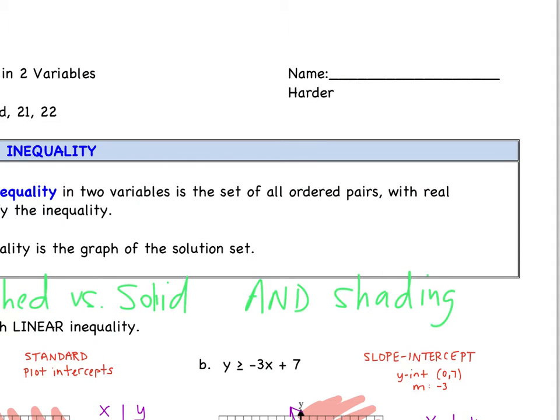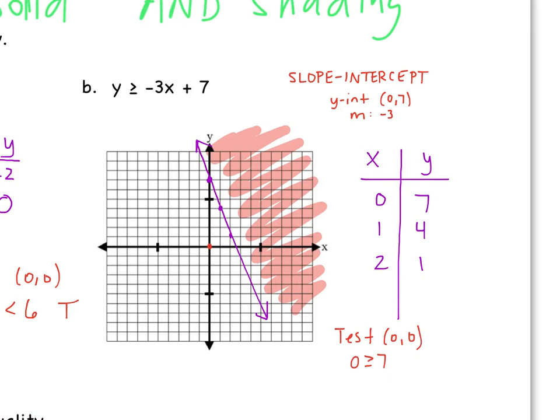Next, I want you to try example B. y is greater than or equal to negative 3x plus 7. This is in slope-intercept form. I identified our y-intercept is 0, 7. Our slope is negative 3. Go ahead, graph this inequality. Think about dashed versus solid lines, and then think about where you're going to shade. Check back when you're done.